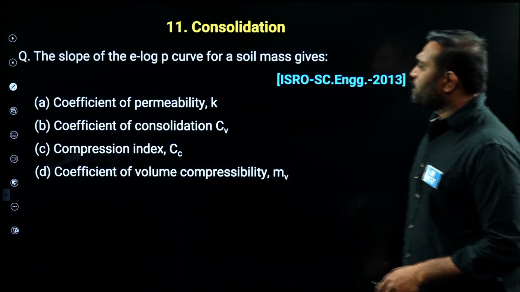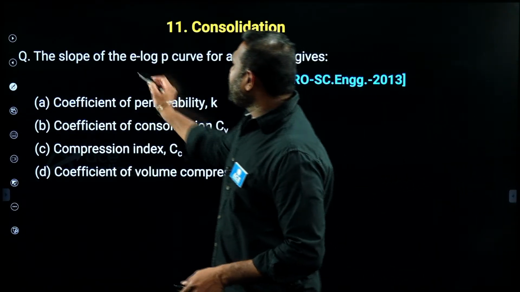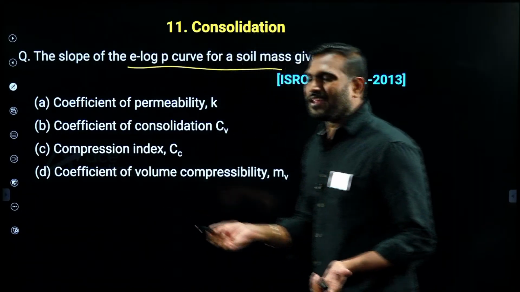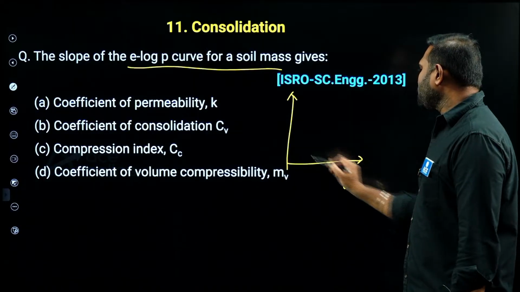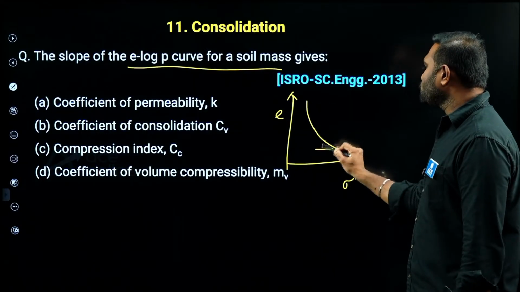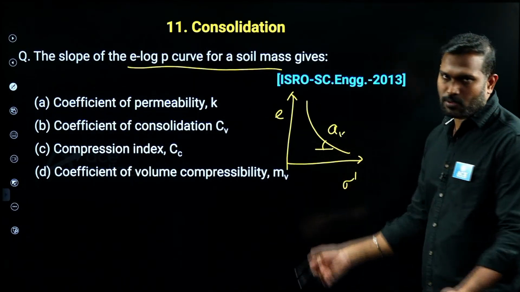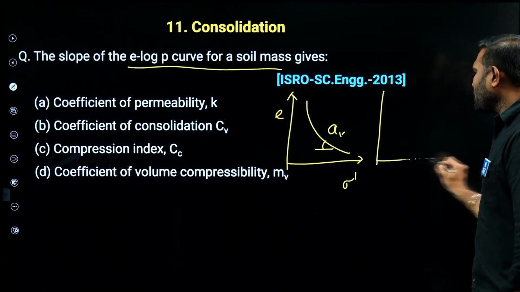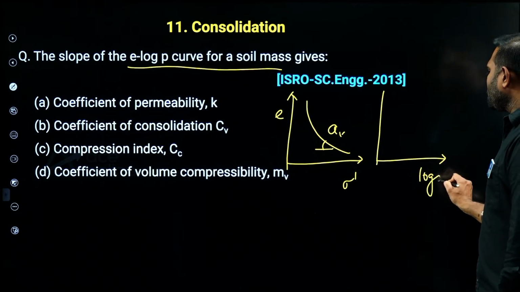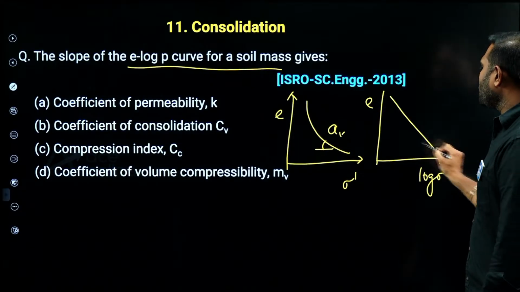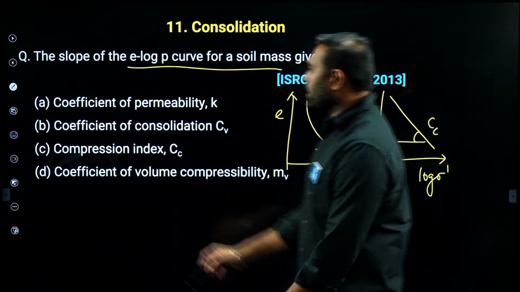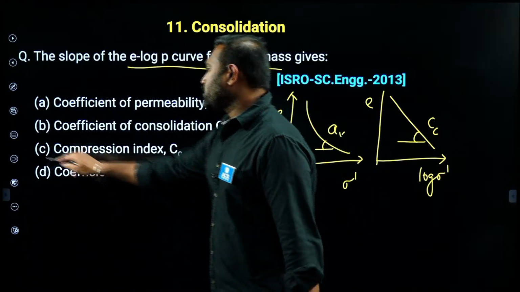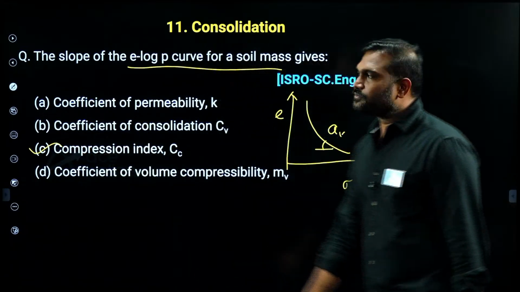Now, come to this question. The slope of an e-log P curve. You see, there are two types of curves. Here is nothing but sigma dash versus e. This slope we call a_v, the coefficient of compressibility. But they're not asking about the normal graph. They're asking log P, which is nothing but log sigma dash. So the slope of the curve is nothing but Cc, which is the compression index. So the correct answer is option C, compression index.